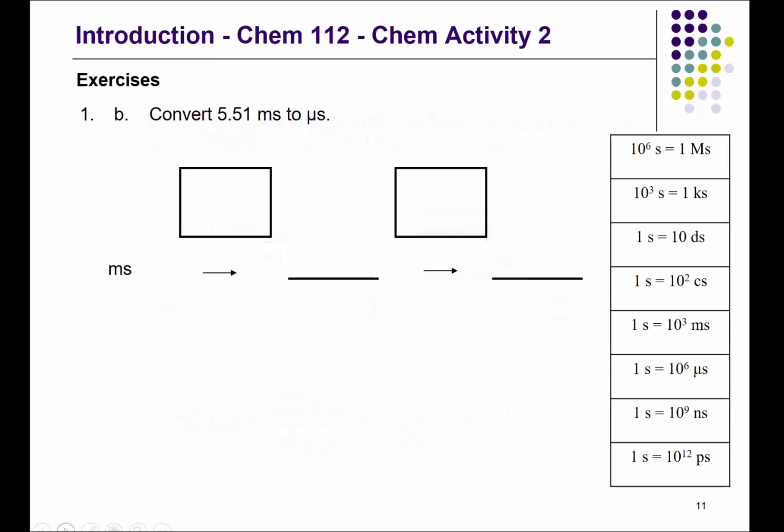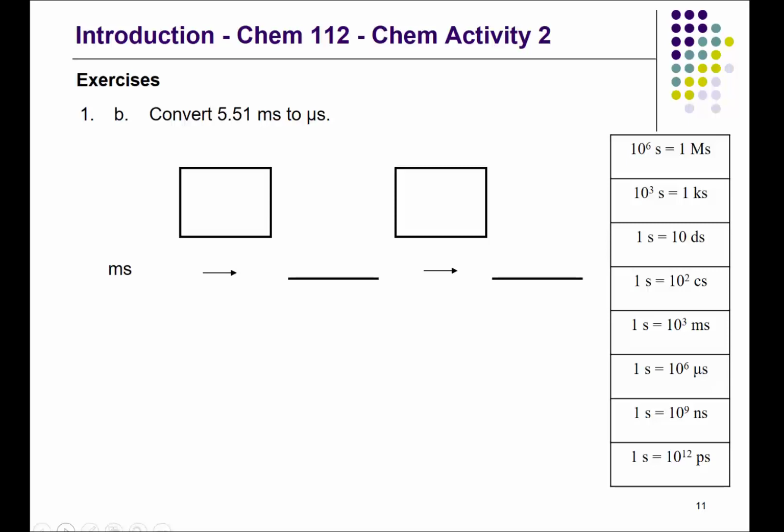Let us consider the next exercise, 1B. Here we will convert 5.51 milliseconds to microseconds. I am presenting this as a two-stage conversion, but you might be able to think of a shorter way to do this problem. I have provided a chart on the right, which is an extrapolation of Table 2, where I have interchanged the base unit. Instead of using the base unit of meters, I'm using the base unit of seconds.